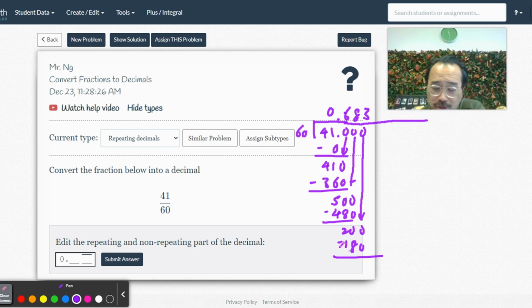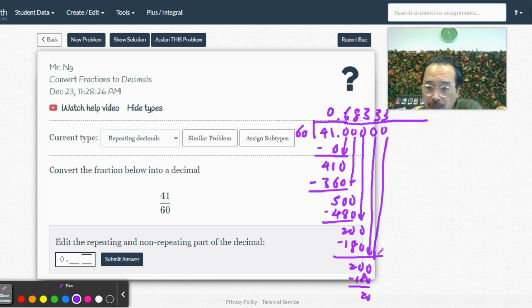Now this is where the pattern starts to emerge, as you can see, because it's just going to be 3, 3, 3, and so on and so forth. You see that? So the bigger question really is how do you put that into the answer for Delta Math so they'll mark you correct? Down here, right? So you can see it already.